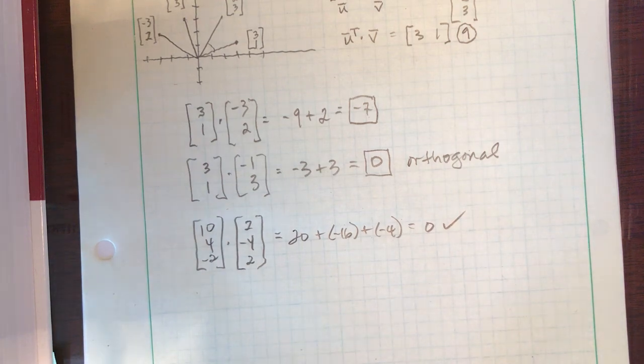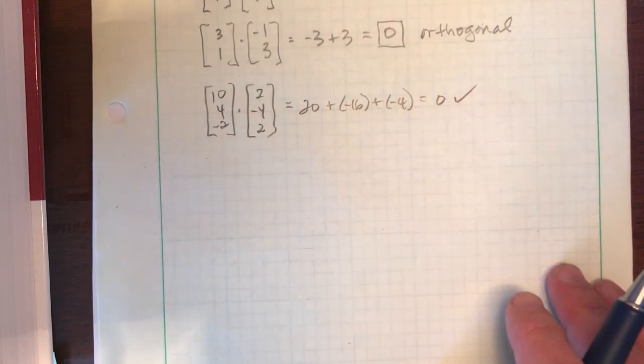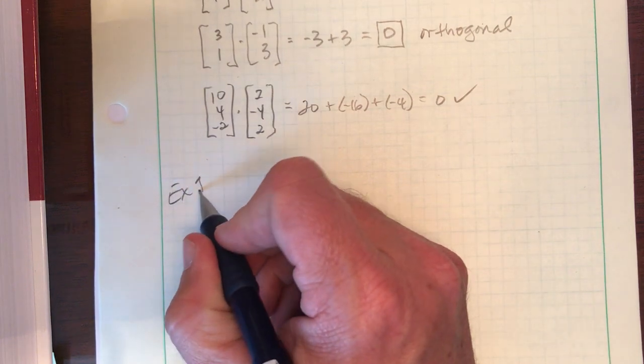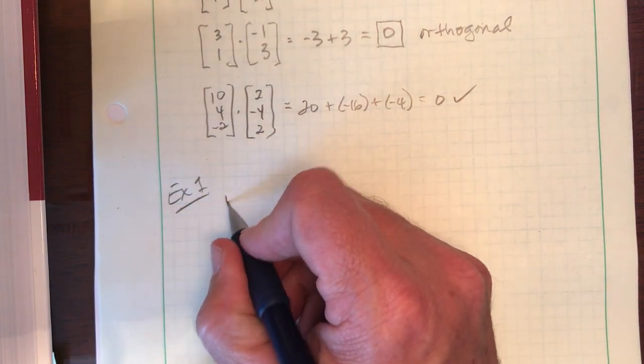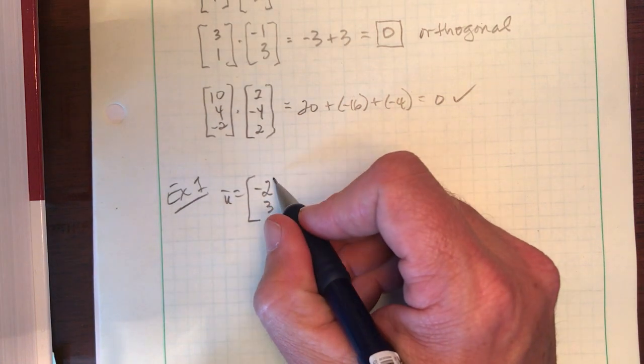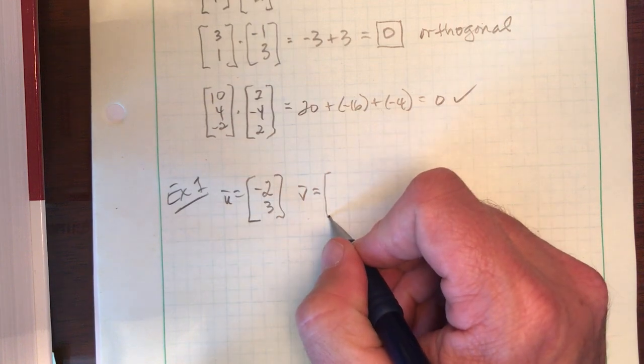So let's look at a couple of exercises you're going to need to perform for your homework. Let me give you our first example. Let's say u is (-2, 3) and v is (3, 6).